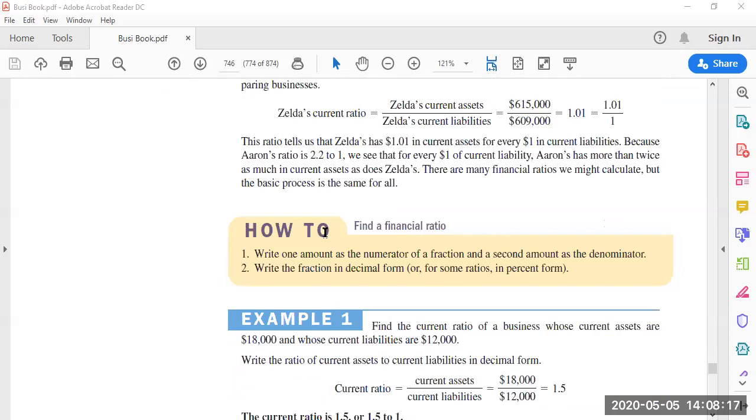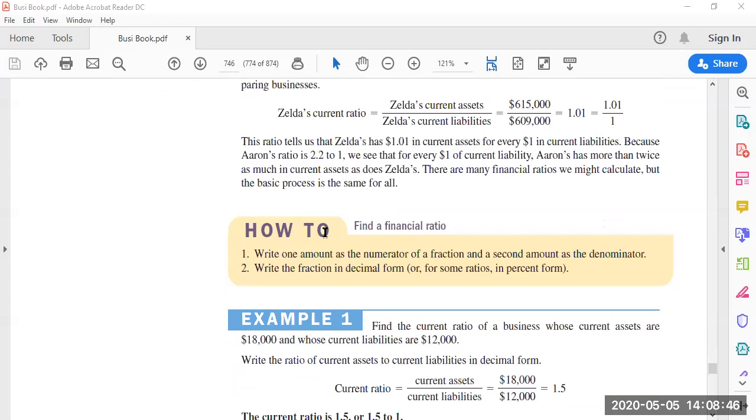So this quick how-to section says, to find a financial ratio, you simply write one amount as the numerator of a fraction and the second amount as the denominator. Write the fraction in decimal form, and for some ratios, you can use it in percent form. That's it. You're comparing two numbers. You're creating a ratio of two numbers. What are those numbers? Current assets to current liabilities.